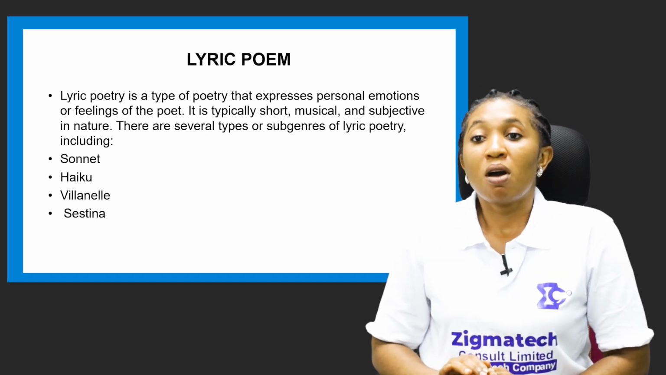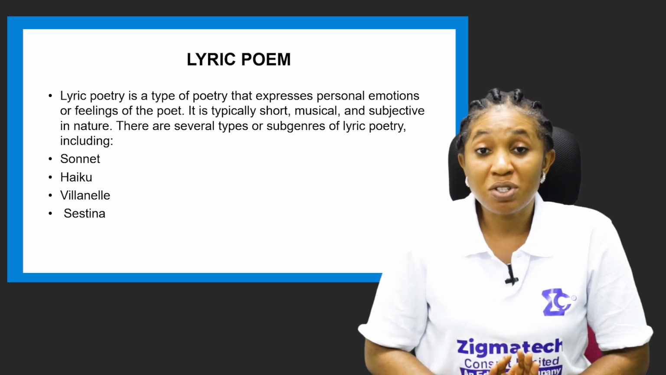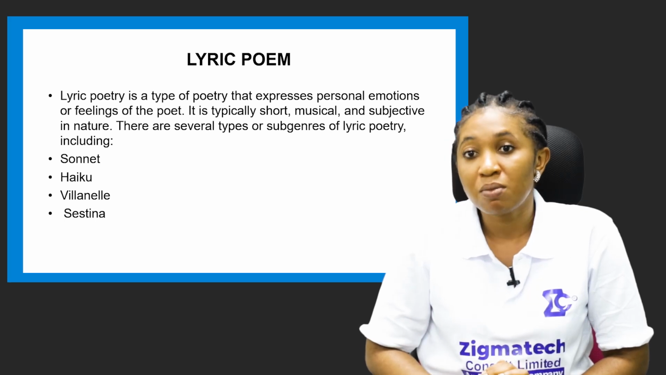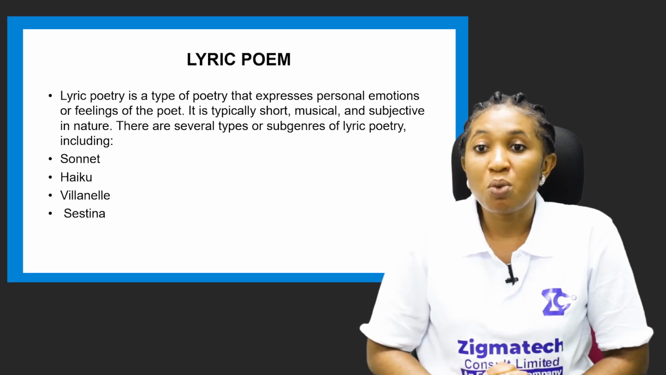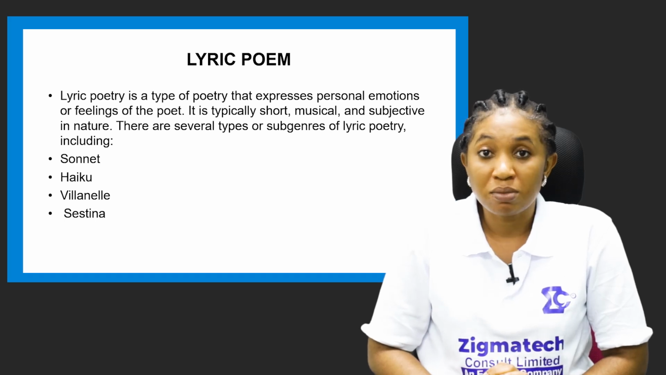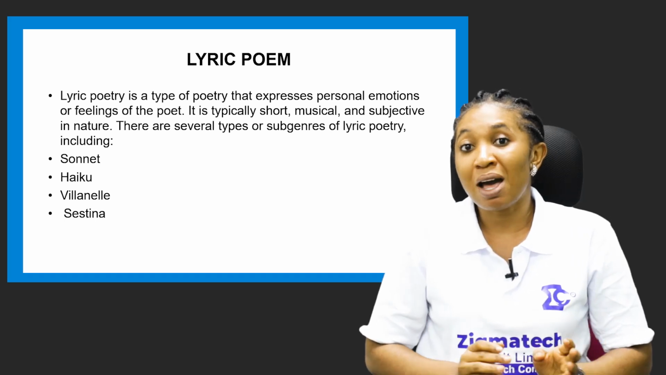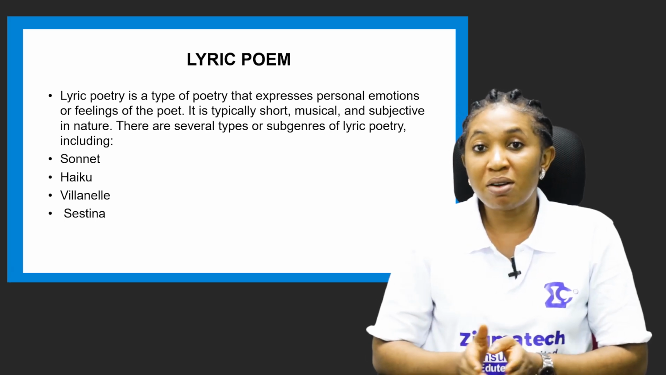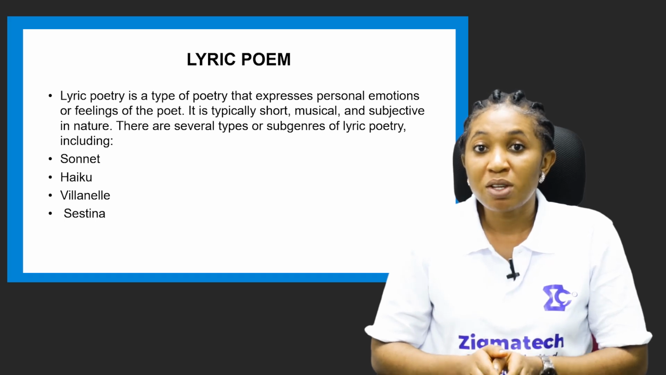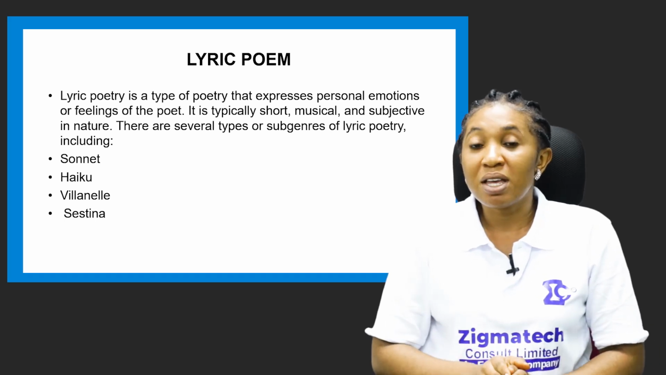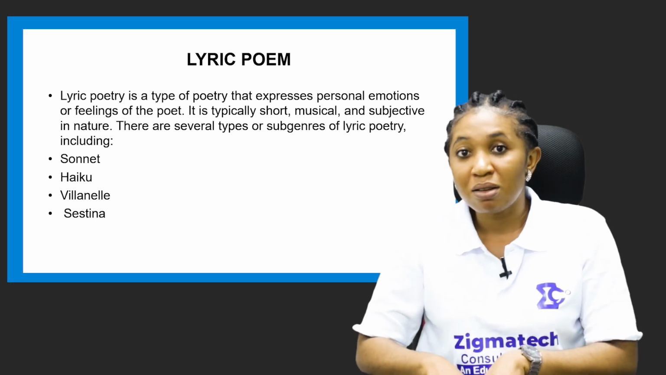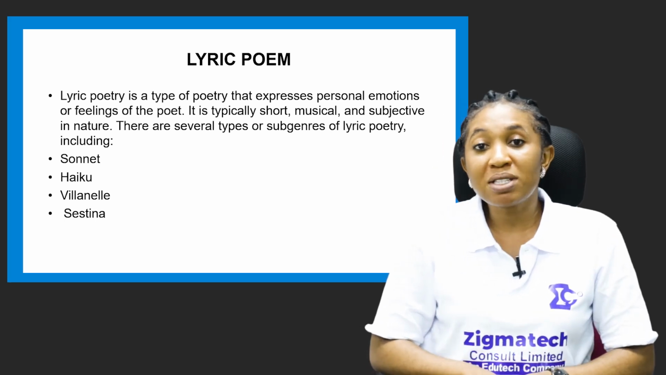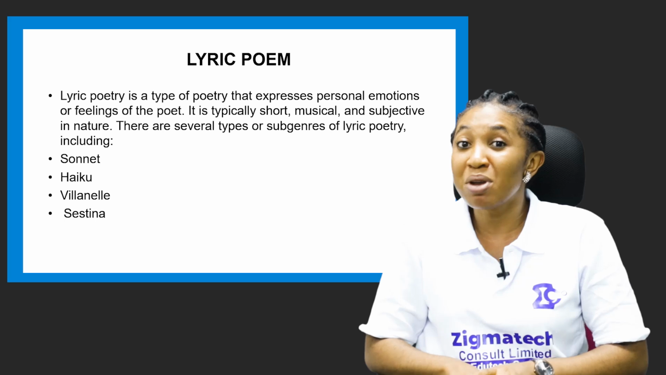So there are several types of lyric poetry. We have the sonnet, which we have already discussed. We have haiku, we have villanelle, we have sestina. Now, the ones that we have already discussed are also types of lyric poem. Now, you can see that there are some similarities. The form in which they appear is different, but their style and their kind may be the same. So a poem can be a sonnet, but then it's a lyric poem.